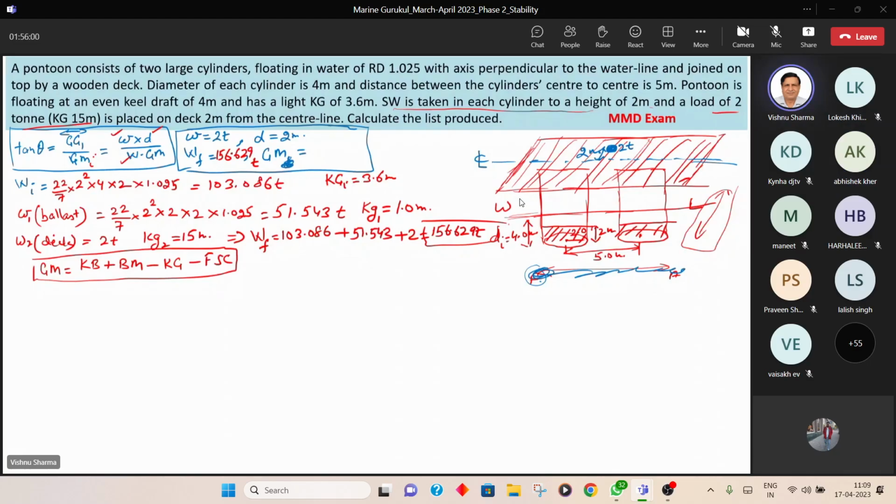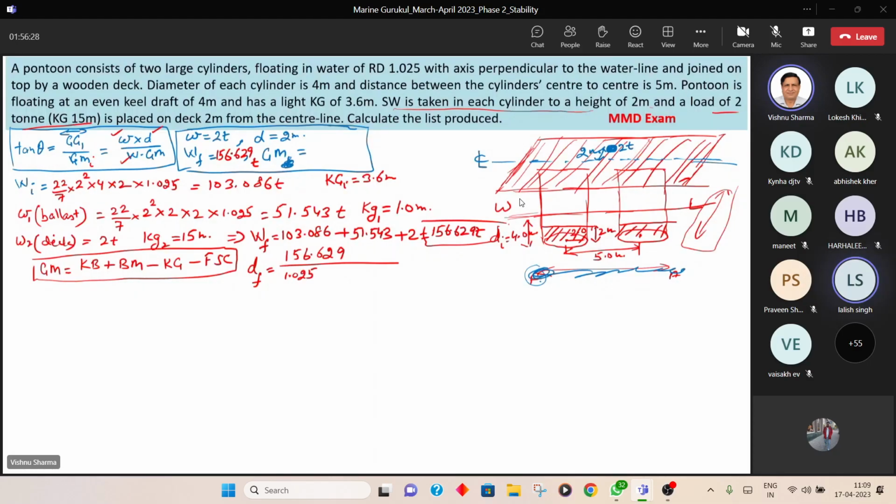So, that means if I get the draft final, will everybody accept KB to be D by 2? Yes, sir. Okay. Now, I know the final displacement. Now, see, draft final will be equal to, again, I'm talking to myself, we cannot keep writing too much, 156.629. When I divide by 1.025, that gives underwater volume.